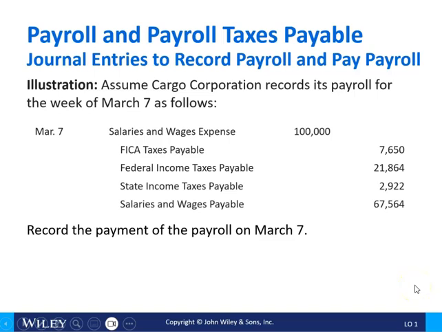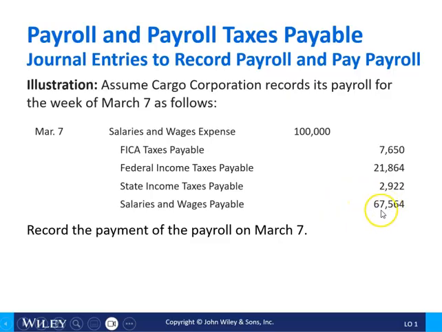Assume Cargo Corporation records its payroll for the week of March 7th as follows. We're going to debit salaries and wage expense for $100,000. We're going to credit FICA taxes payable, federal income taxes payable, state income taxes payable, and salaries and wages payable. So that's our entry for recording the payroll.